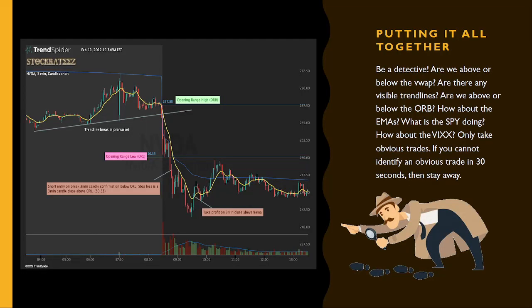And now putting it all together. So our guy here on the right, he's a detective. He's asking himself, what is the SPY doing? What is the UVXY doing? Are there any visible trend lines? Are we above or below the ORB? Where are the key levels? What is the 9 EMA doing? What's the volume like? What's the volatility like? What's the bid-ask spread like? So he's going to use all the information available to him to make the best possible informed decision on when to enter and exit a trade.